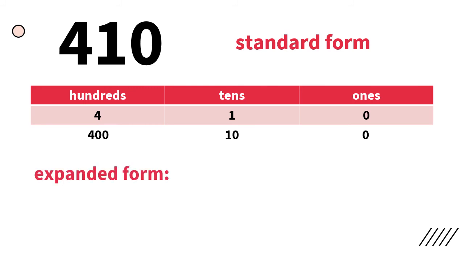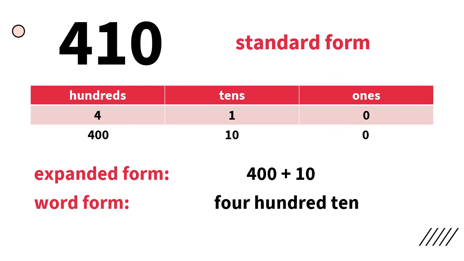So when I choose to stretch out my number with expanded form, I can choose to add the 0 in or leave it out. So I could write this as 400 plus 10. And with my word form, I say the number 410 and write it out the way it sounds, 410.